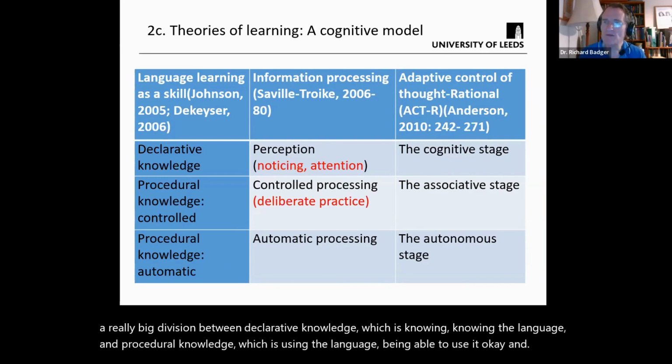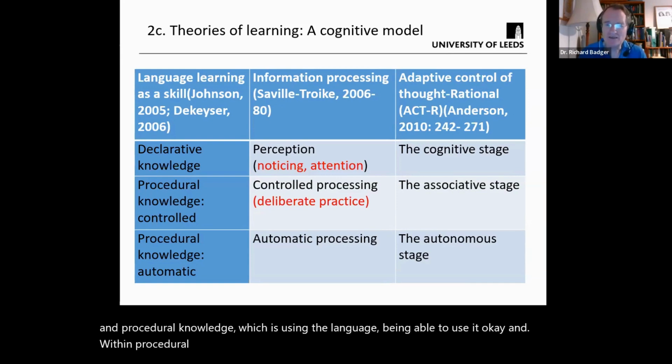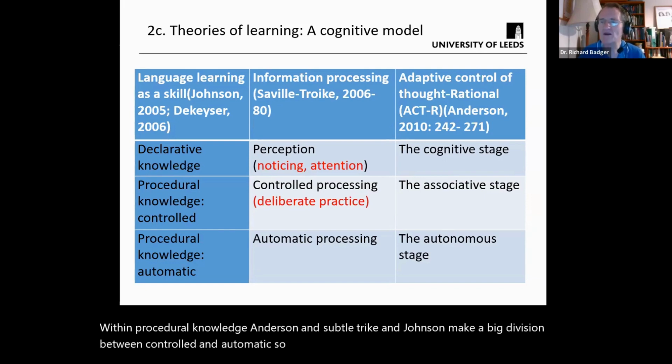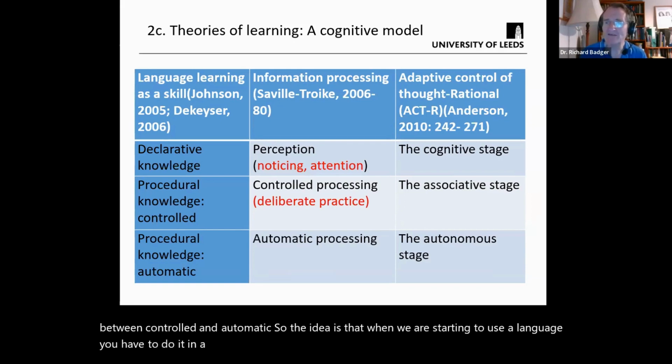Okay, and within procedural knowledge, Anderson and Sabeltrike and Johnson make a big division between controlled and automatic. So the idea is that when we are starting to use a language, you have to do it in a fairly conscious way. You have to stop and think about it. And then gradually, as you use it more, you become more expert.